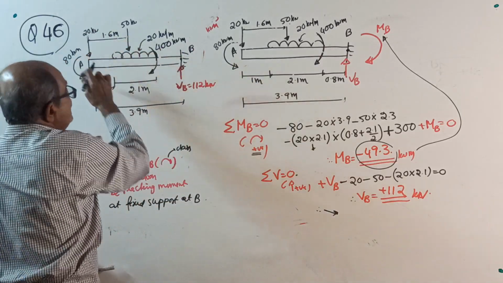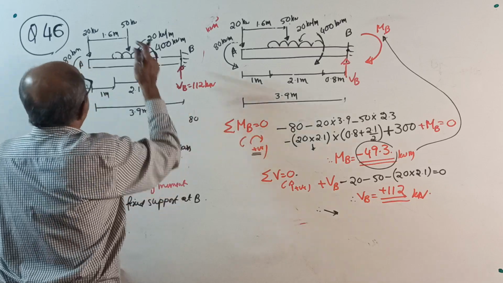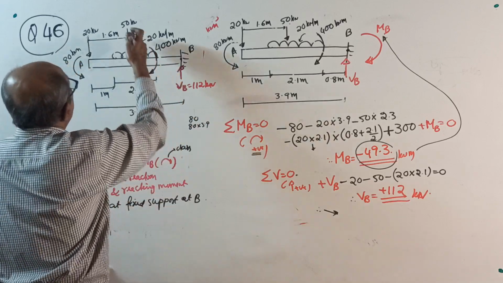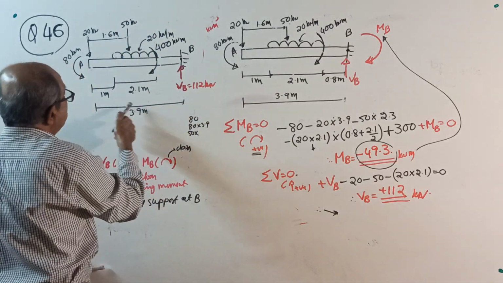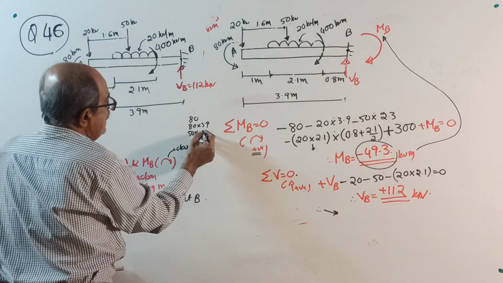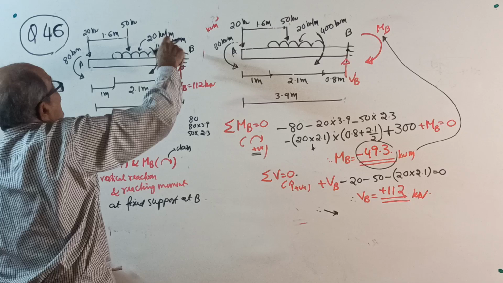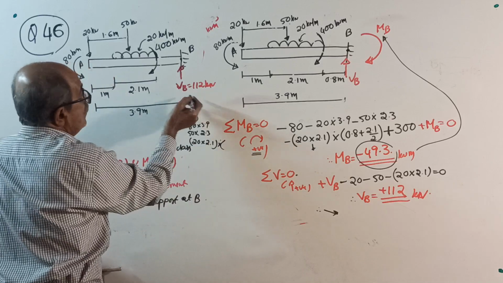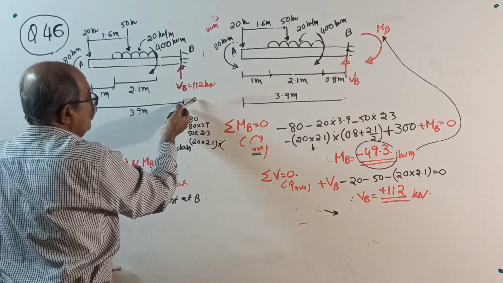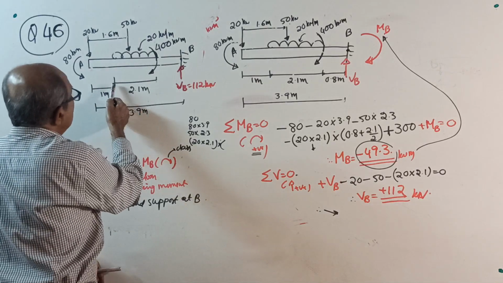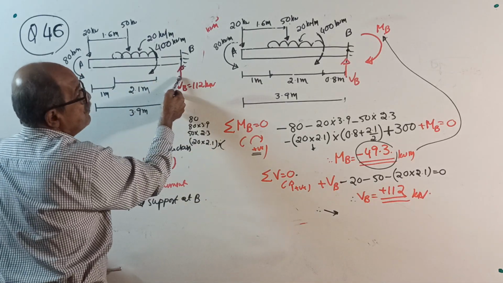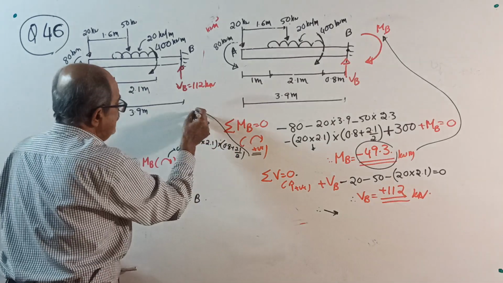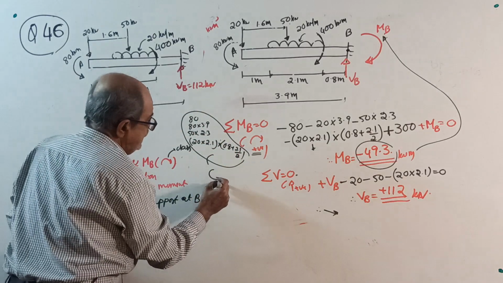See, 80 is anti-clockwise. 20 into 3.9 also anti-clockwise. No plus minus now. 50 into, if this is 3.9, this is 1.6, it is 2.3. That also anti-clockwise. And 20 into 2.1 into the gap. You decide the gap here. If you don't want the gap, from 3.9 subtract 1, subtract half of 2.1, so this gap is 0.8 meter, into 0.8 plus 2.1 by 2. All these together will be anti-clockwise. See how much is the answer.